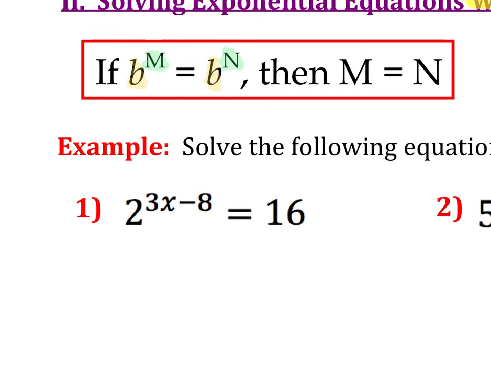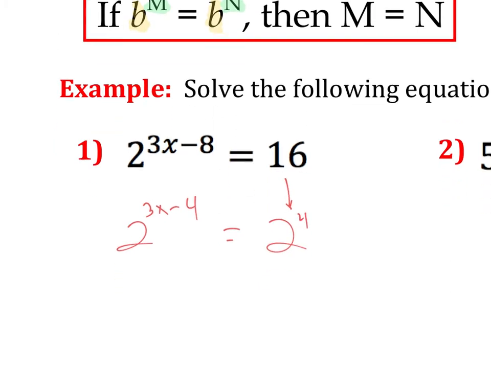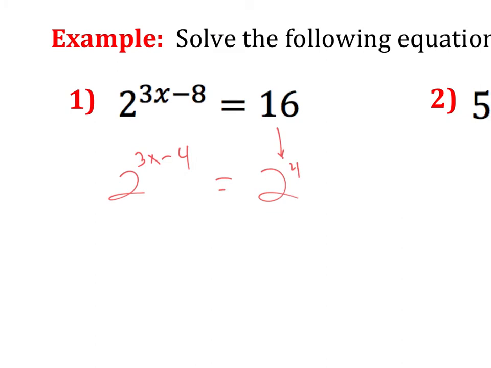So let's see an example here. We have 2 to the power of 3x minus 8 equals 16. So I have 2 to some power, right? Well, if I could write 16 as 2 to some power, then I'd have the same base. Well, I can write 16. 16 is just 2 to the 4th. So now these things have the same base. And if they have the same base, then their exponents have to match. So the equation that I'm really trying to solve here is 3x minus 4 equals 4.